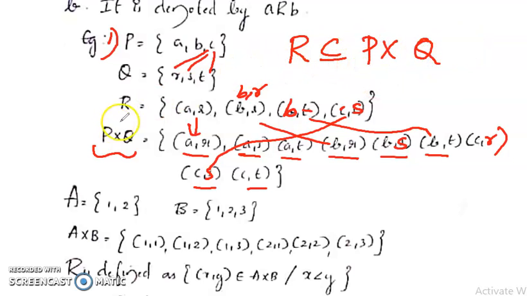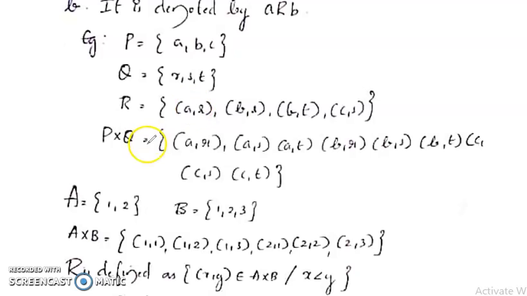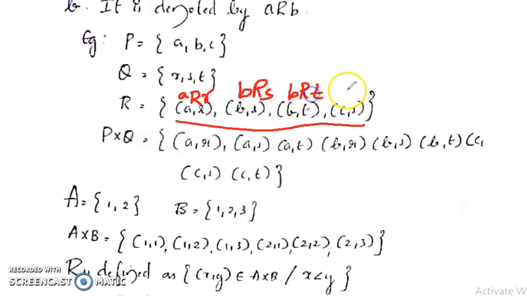R is the relation and R is a subset of P cross Q. So we say for every element like this, a is related to r. So we can tell like this. If you take this relation, a is related to r, b is related to s, b is related to t, c is related to s. Like this. So this is example 1.